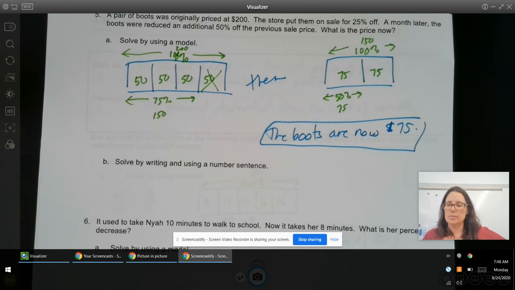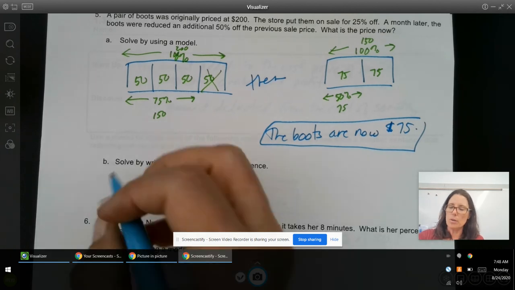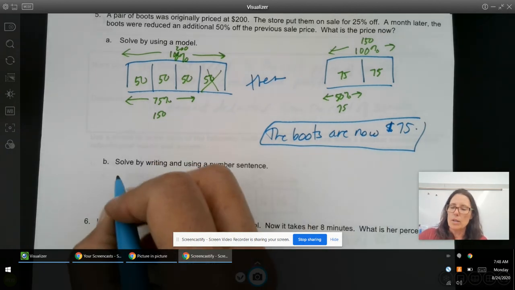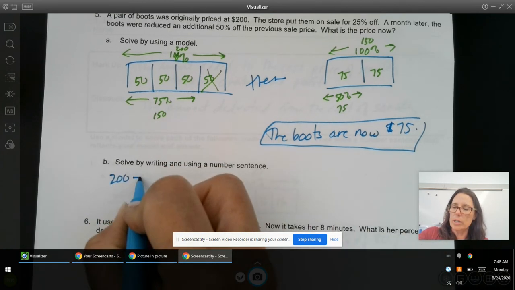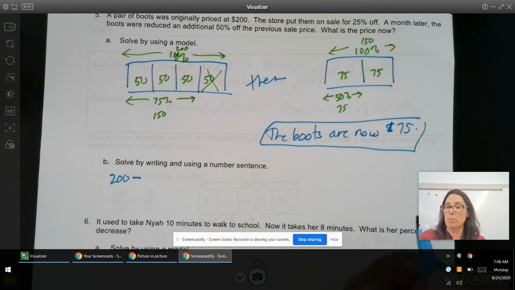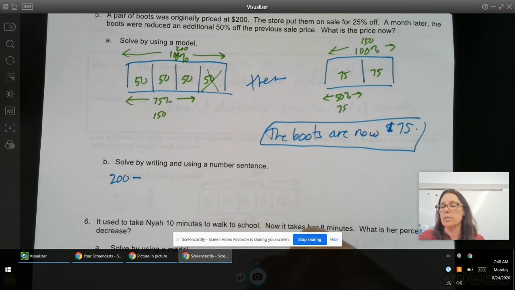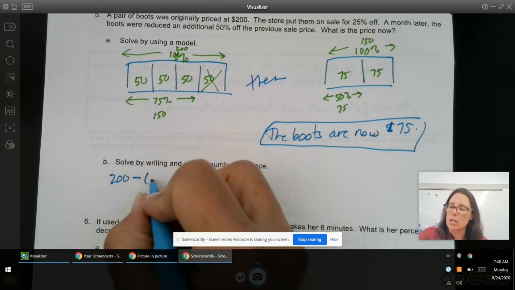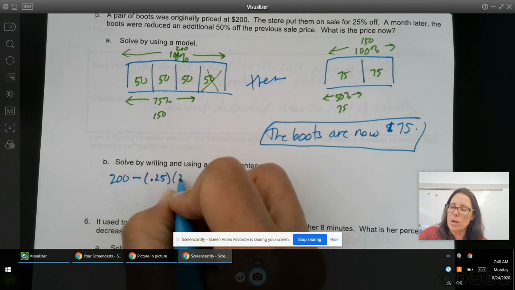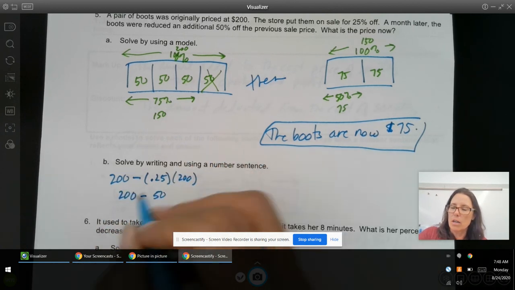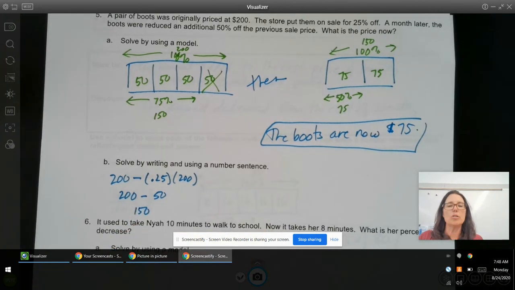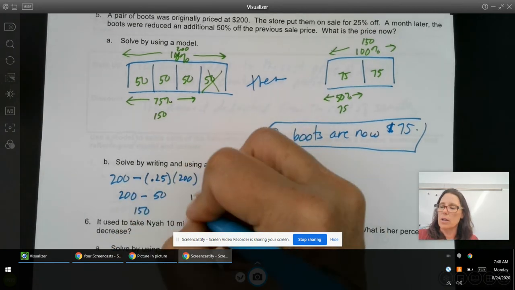All right. Many ways to use a number sentence. So here's the first way. We're going to start with our $200 boots and we're going to reduce it. So we need a subtraction, not a plus sign. We're not marking it up. We're reducing it. We're discounting it. 25% of that $200. So that's 200 minus 50, which is 150 after the first discount.